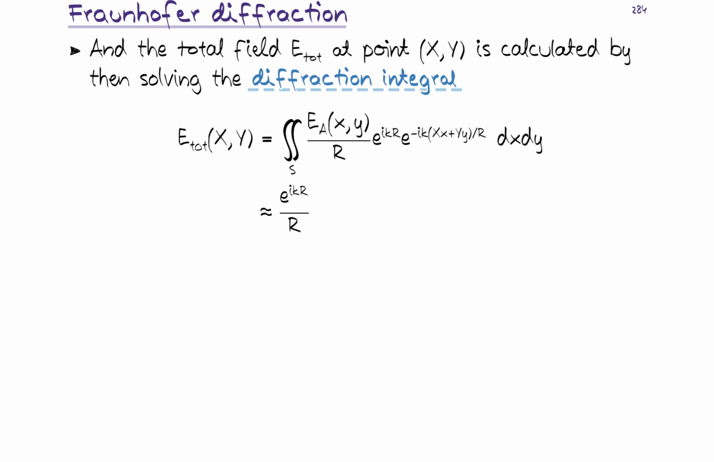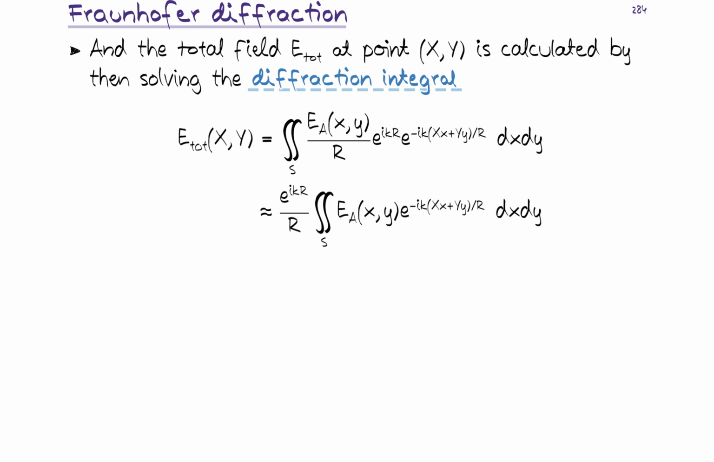The phase term, especially the i k R term here, can now be taken out from the integrals because it doesn't really change with x and y. It doesn't depend on them. And then r also, we do not need to change that much because r is much larger in value than the locations at the aperture. So they are basically constants with respect to the integral, so we can take them out.